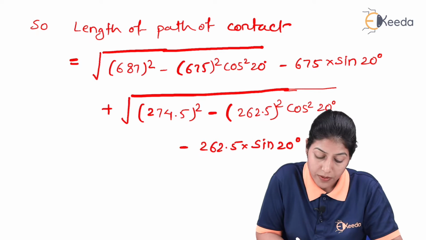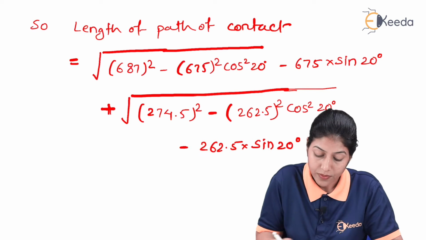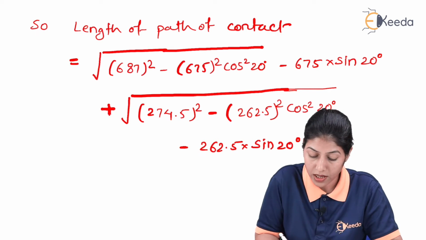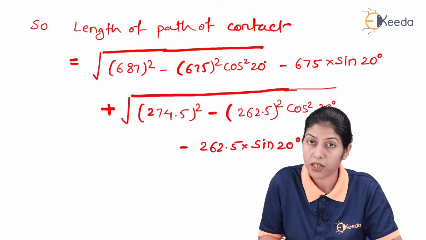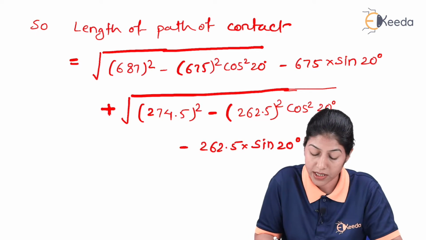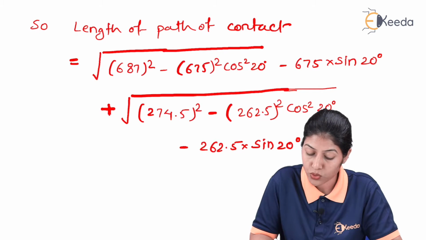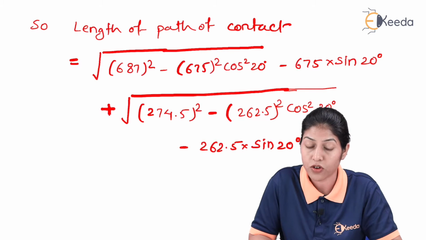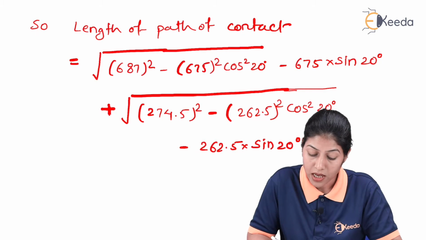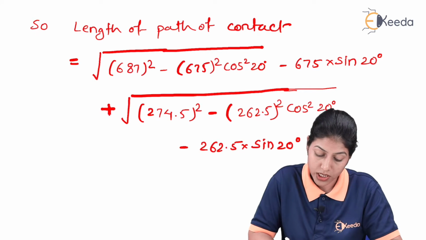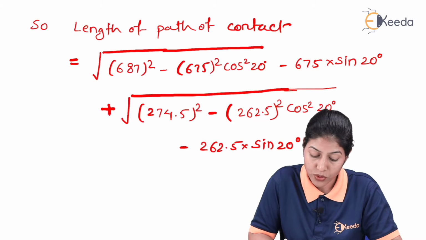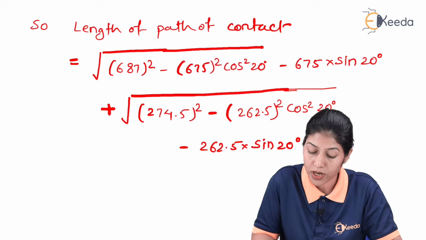Now it will be added with another length, that is length of path of recess. So it is represented by the pinion term. So it will be under root of small ra square minus small r square cos square phi, where small r is representing the pitch circle radius of the pinion, minus small r sine phi. So it is under root of 274.5 square minus 262.5 square cos square 20, minus 262.5 sine 20.